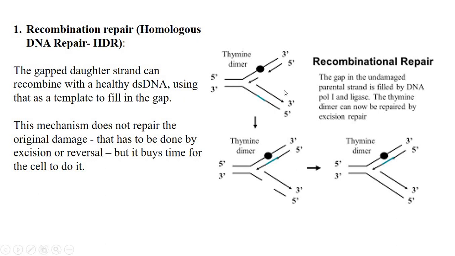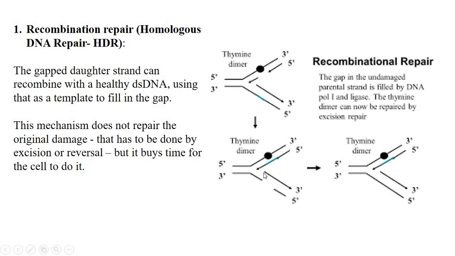So what the cell can do is it just leaves this portion unreplicated and makes a recombination. Here it recombines to copy this information from a similar part of the DNA by looking for homology there. Once it finds the correct information, it will replicate this information on the daughter strand, but the parental strand still has the damage there. So what the recombination repair does, it doesn't really correct the damage, but it buys some time for the cell to do it.